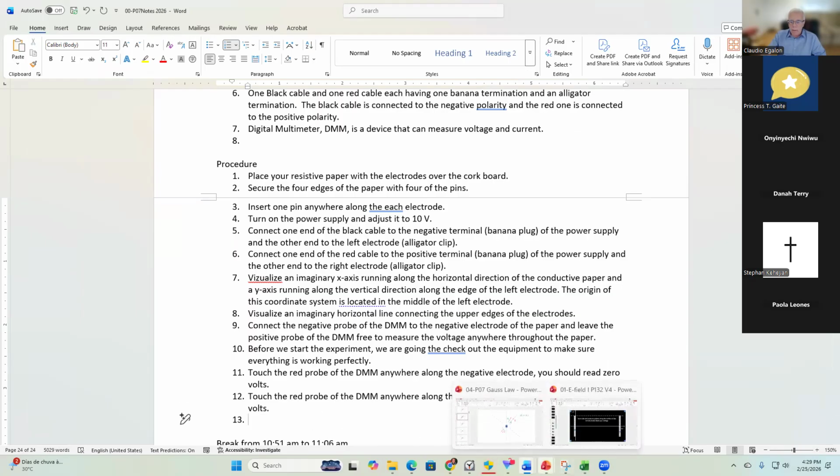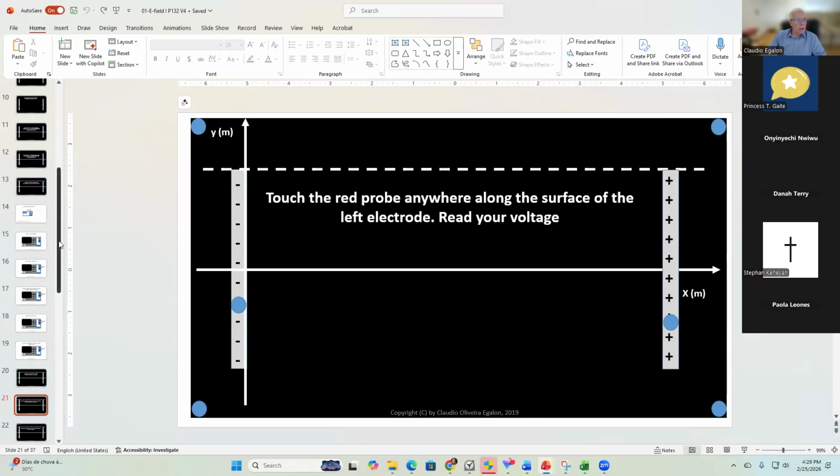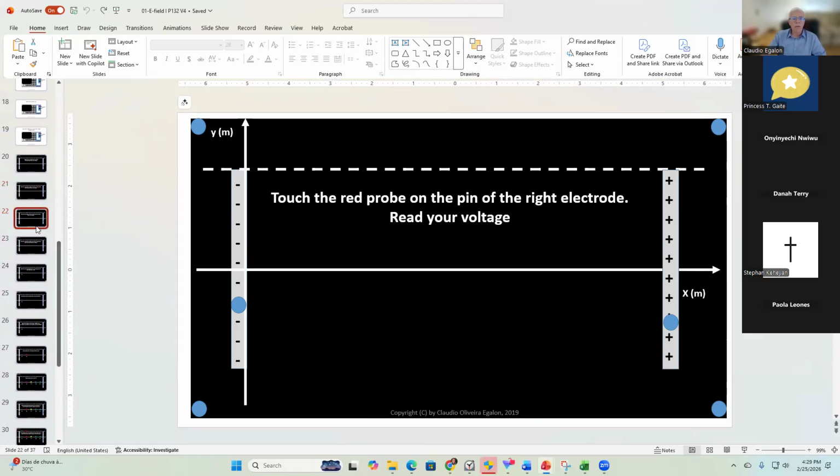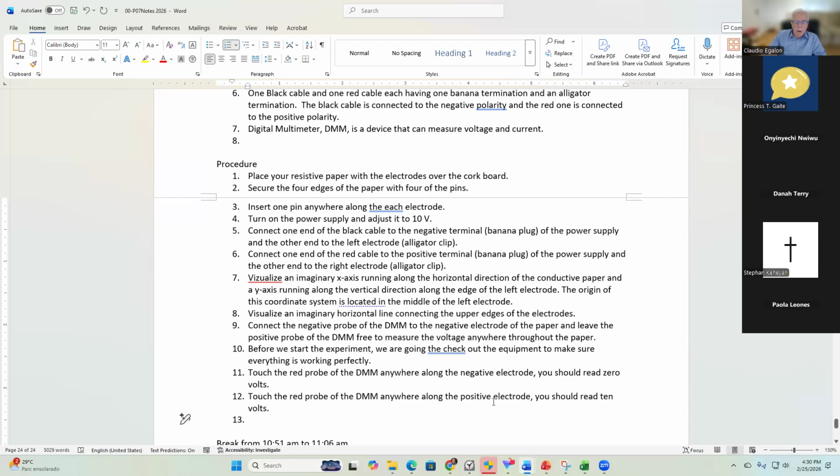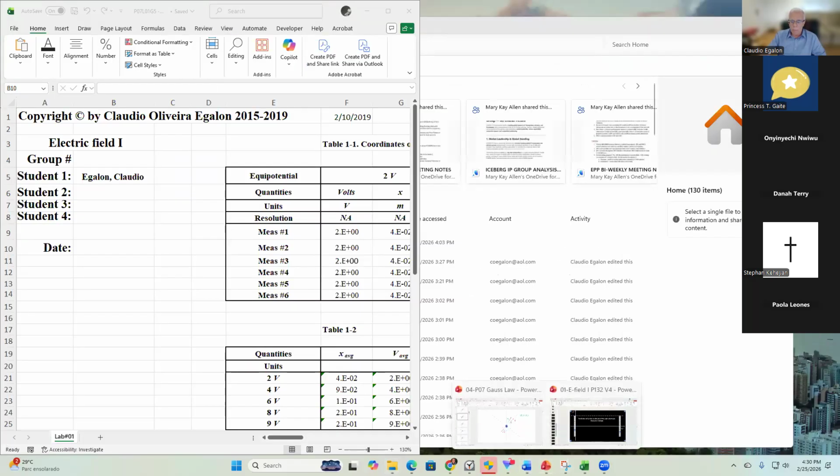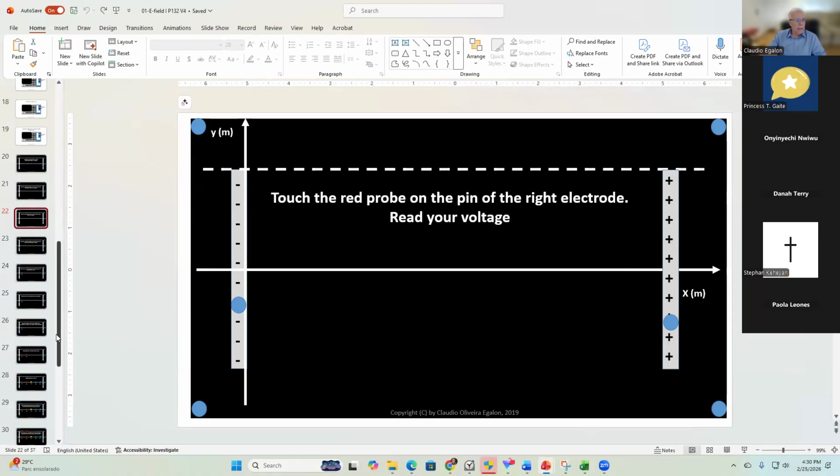And now, do we have anything else to do? Oh, touch also the pin. Not just the electrode, but the pin as well. So let's touch the red probe anywhere along the positive electrode and its pin. And here too, and its pin. Remember, the pin is made of a conductive material.